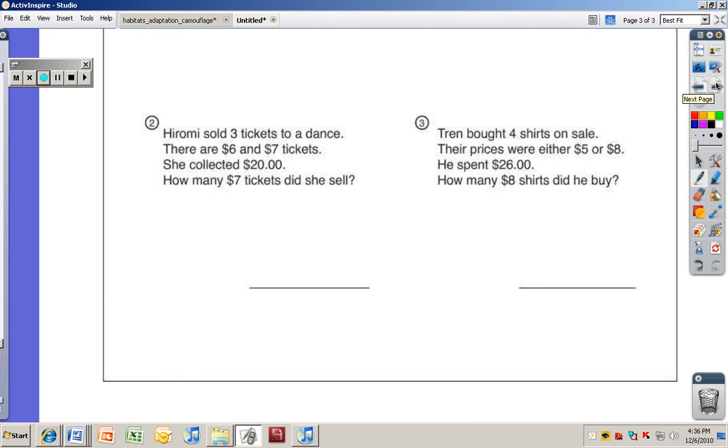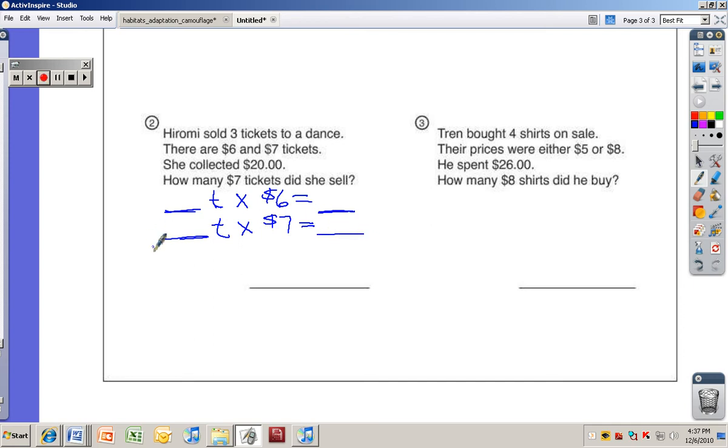Okay, it says Hiromi sold 3 tickets to a dance. There are $6 and $7 tickets. She collected $20. How many $7 tickets did she sell? So again, you're going to make the blanks for the tickets times a $6 tickets. And that's going to be a certain number out here. And then some $7 tickets. That's going to be a number.